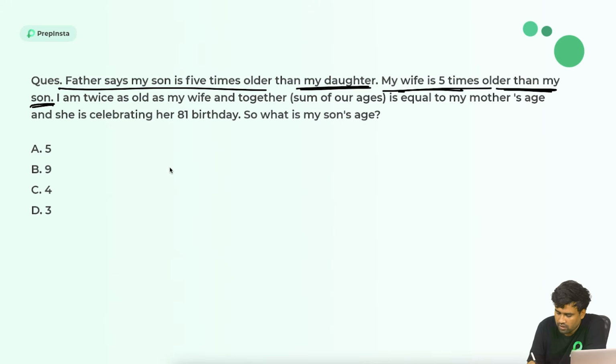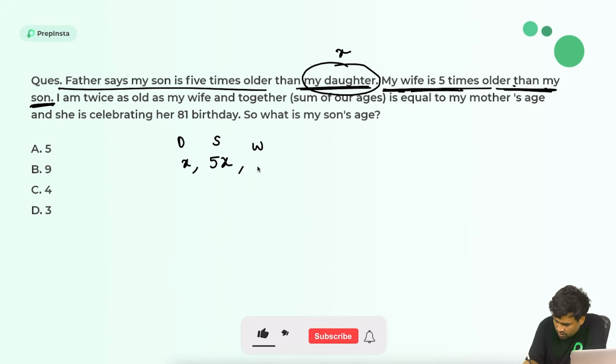So let's start doing this parallelly. Father says, my son is 5 times older than my daughter. So I am assuming that his daughter's age is x years. So x, comma, his son's age will be 5x. So daughter, son. My wife's age is 5 times older than my son. So wife's age will be 5 times, means 5 into 5x, 25x.